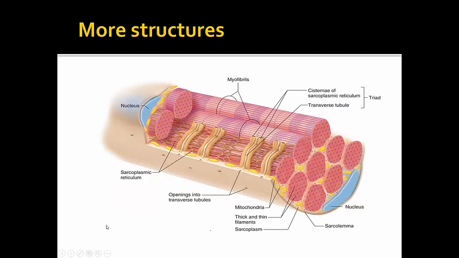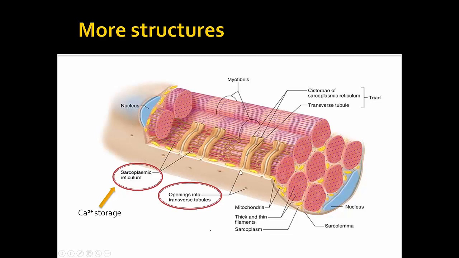A few more structures that are important. I've already mentioned the sarcoplasmic reticulum. Its job in the muscle cell is to store calcium. We know that calcium regulation is really, really important. We talked about it when we talked about bones. And one of the reasons it's really important is because it's necessary for muscles to contract. So the sarcoplasmic reticulum stores calcium.